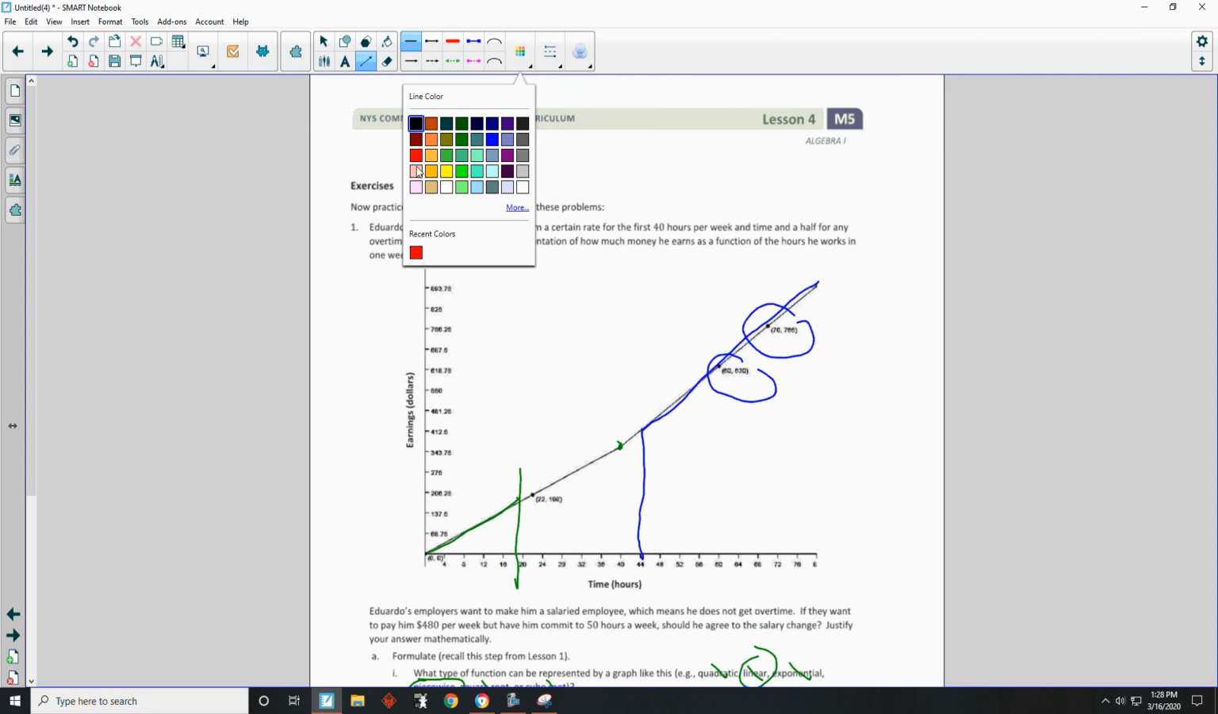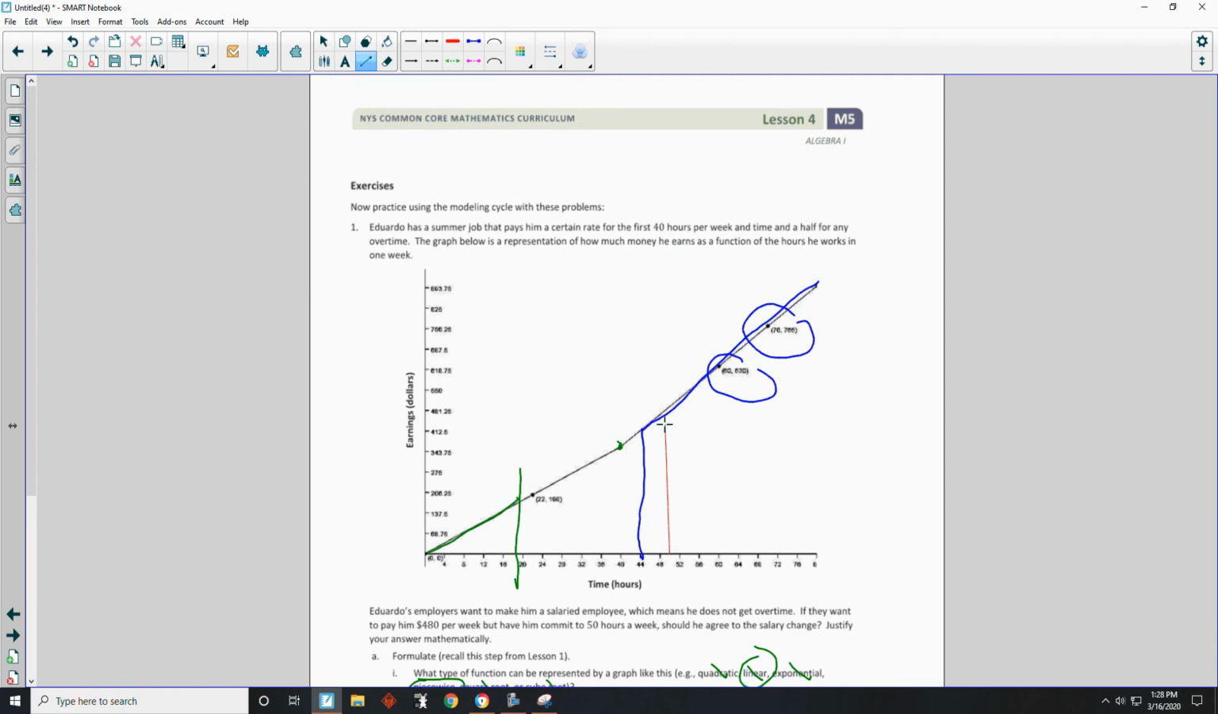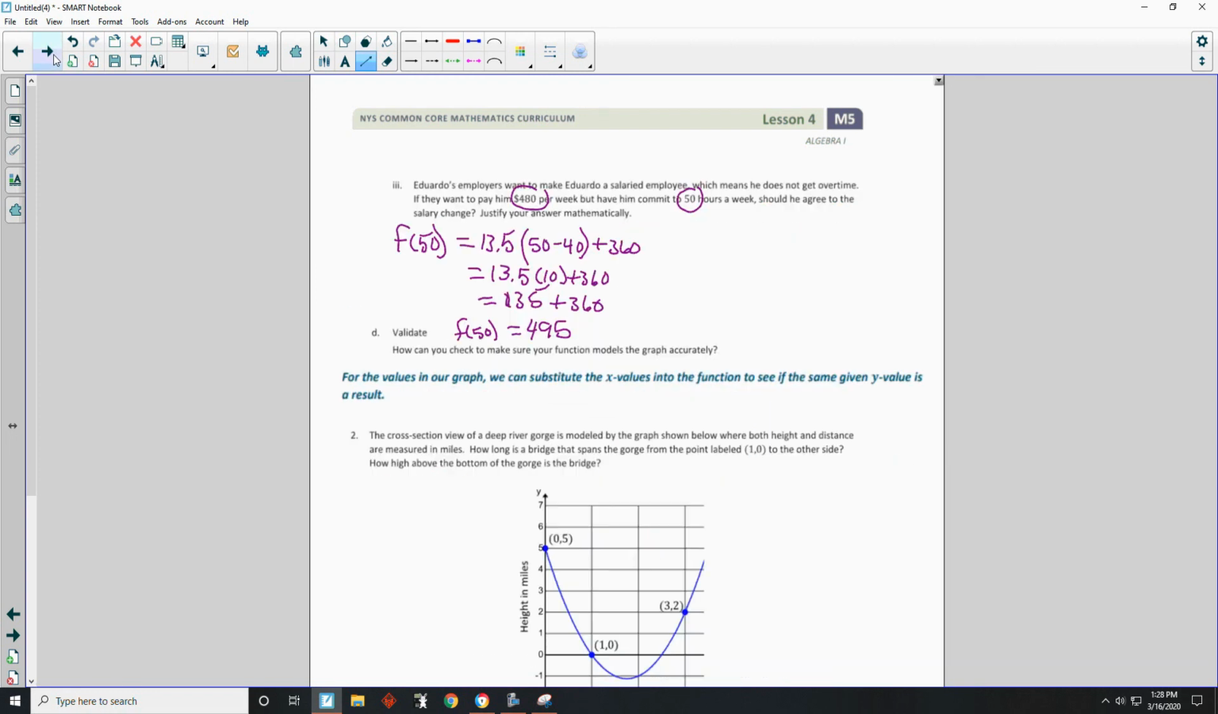and I'm going to change the color. How about red, thin? From 50 is halfway between 48 and 52, so this would be going up to our graph there, and then another segment bringing it over here, and that would give us our approximate value, how much he made for 50 hours, which is between $481 and $550. Okay, and we got 495, which is between 481 and 550.